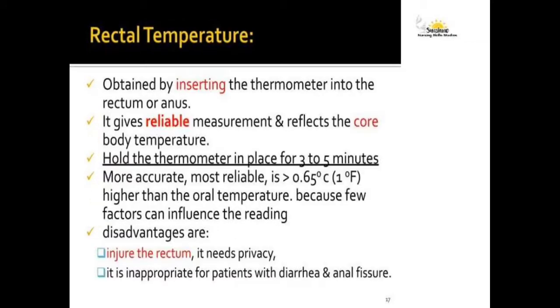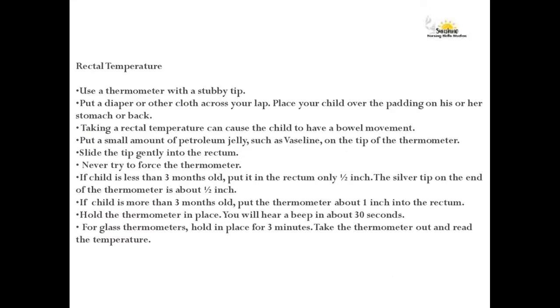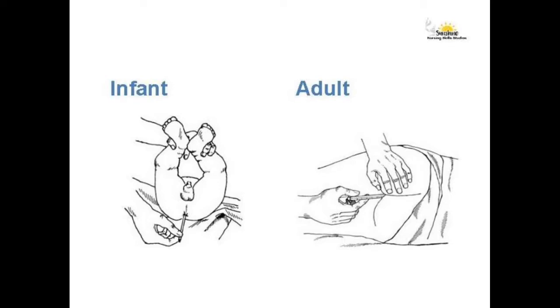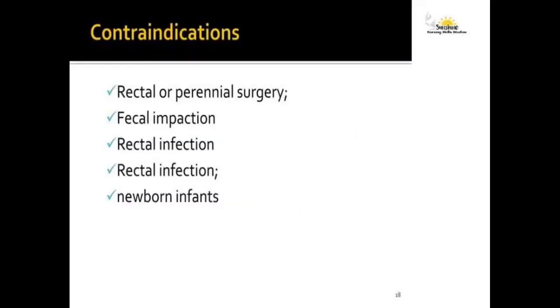Another way of checking the body temperature is through the rectal route, where a thermometer is inserted into the rectum or anus. The procedure for checking the rectal temperature is as follows, which includes both adults as well as infants. This picture shows the way to insert the thermometer inside the rectum of an infant and an adult. The following are the conditions where we need to avoid using this method to check the body temperature.